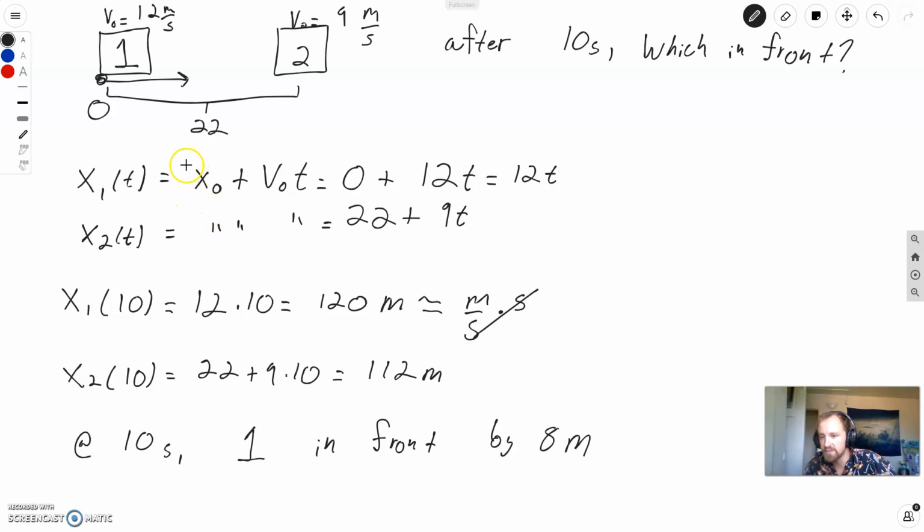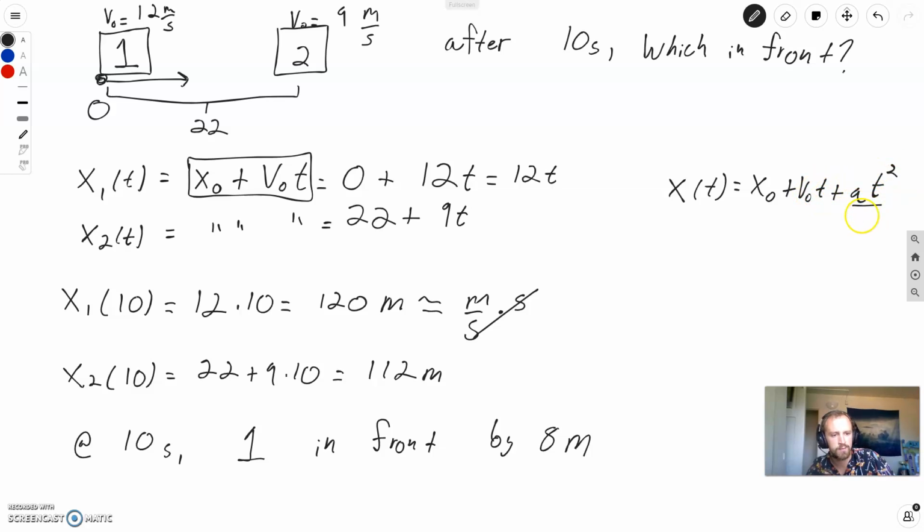So it just comes down to using our kinematics. And remember, for these ones, there's no acceleration. So the most general constant acceleration function I can write for the position would be x naught plus v naught t plus at squared over 2. In this case, the acceleration of each of these particles is 0, so we're just left with x naught plus v naught t. And then it's just a matter of plugging things in.